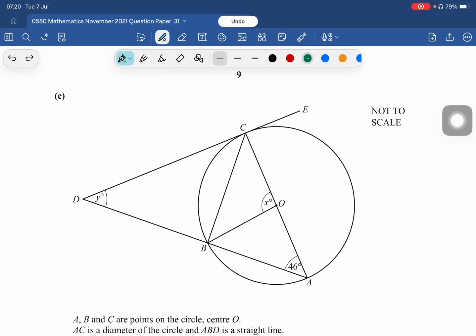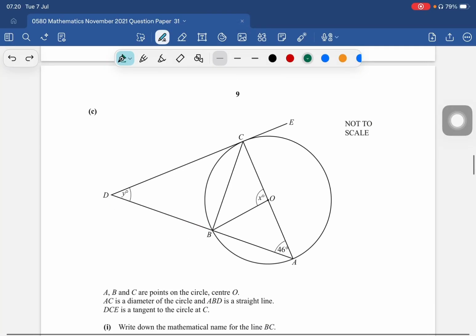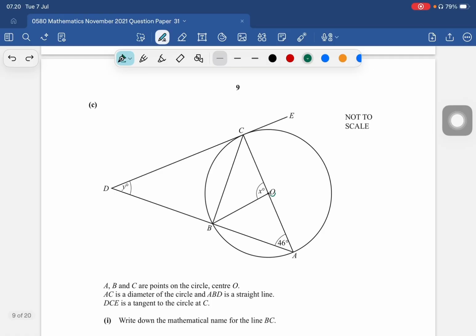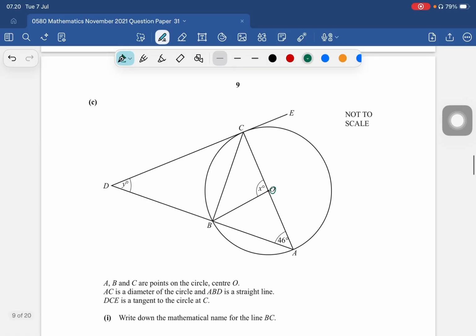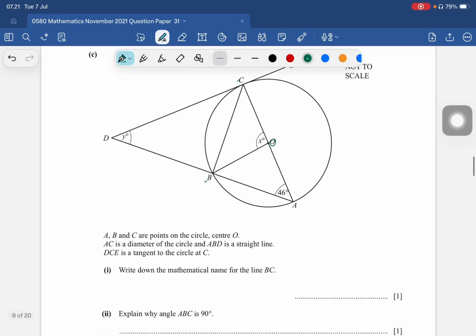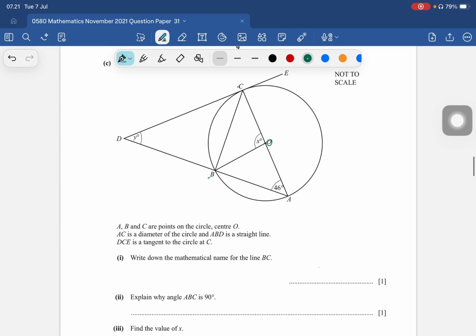Okay, C. A, B, C are points on the circle. Center is O. AC is the diameter. DC is a tangent. Write down the mathematical name for the line BC. Okay, BC here we call a chord.